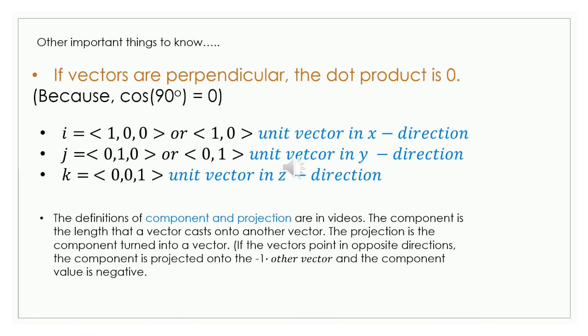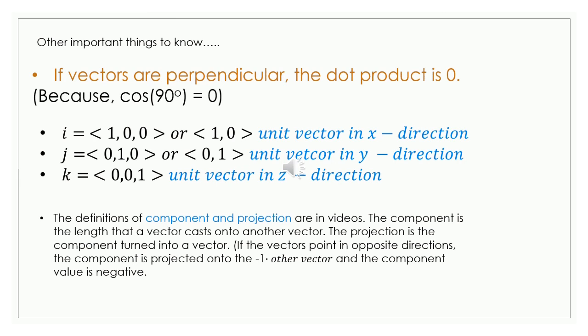By the way, the word perpendicular can also be referred to as orthogonal or normal. So you might hear orthogonal and normal, and those words mean perpendicular. So vectors are perpendicular if their dot product is 0. And that's because cosine of 90 degrees is 0.